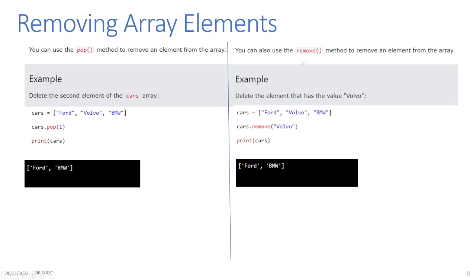You can also use the remove method to remove an element from an array. Delete the element that has the value Volvo. If we delete by value, we use the name itself. So cars equals Ford, Volvo, BMW. cars.remove(Volvo). Then we print cars, we have Ford and then BMW.